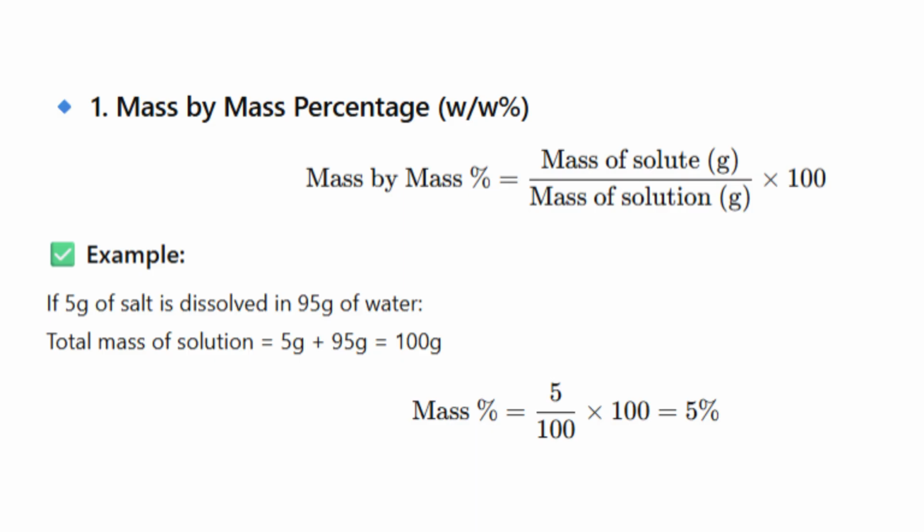Step 2. Now apply the formula. Mass percent equals 5/100 times 100 equals 5%. This means the mass by mass percentage of the salt solution is 5%. In simple words, 5% of the total solution's mass is salt, and the rest is water. This calculation is very useful in chemistry, pharmaceuticals, and food industries.